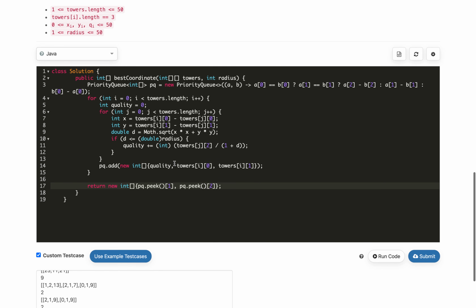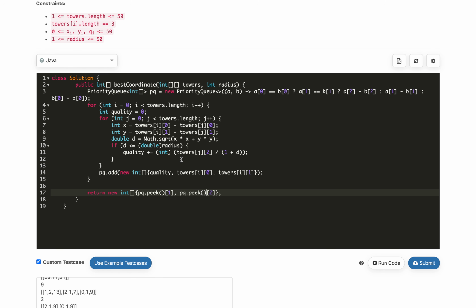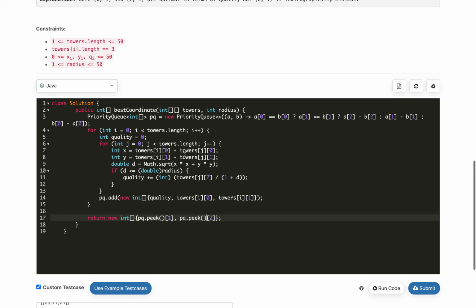So what is the time complexity of this solution? We are processing two loops over the towers, so it becomes O of n squared, where n is the tower length. That's it.